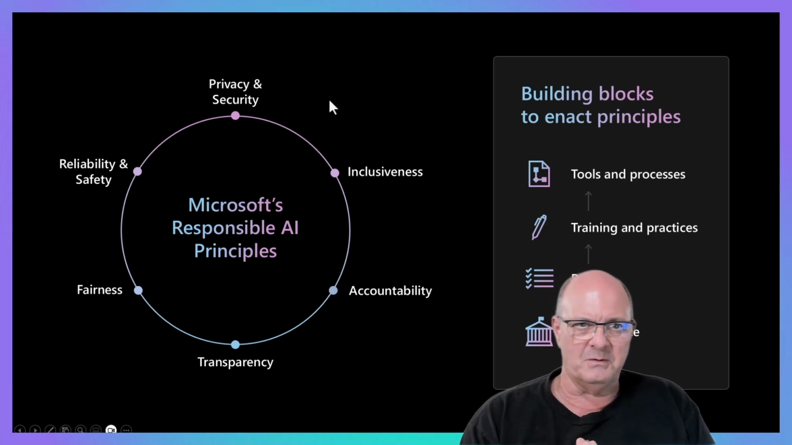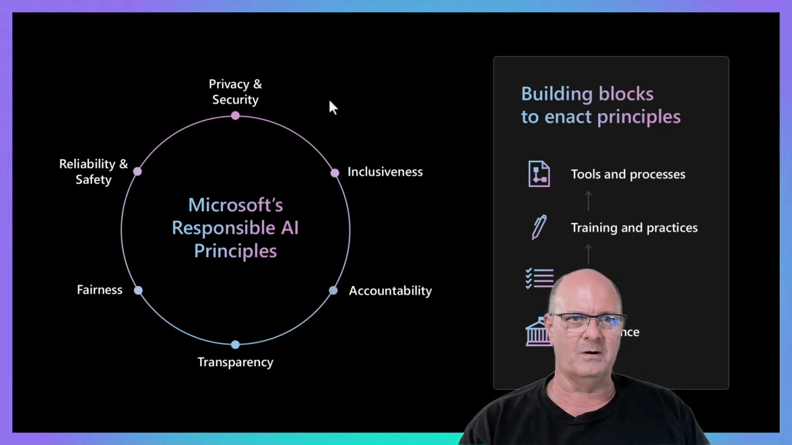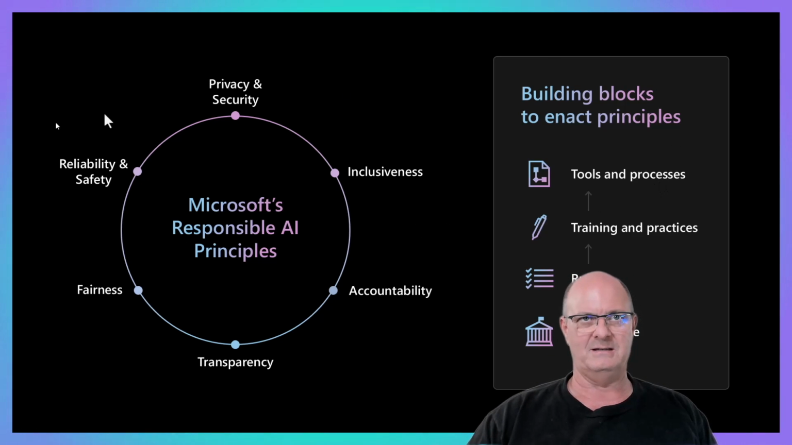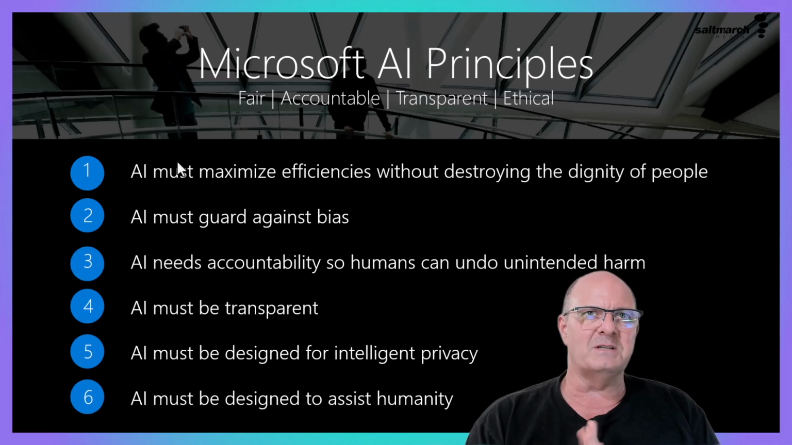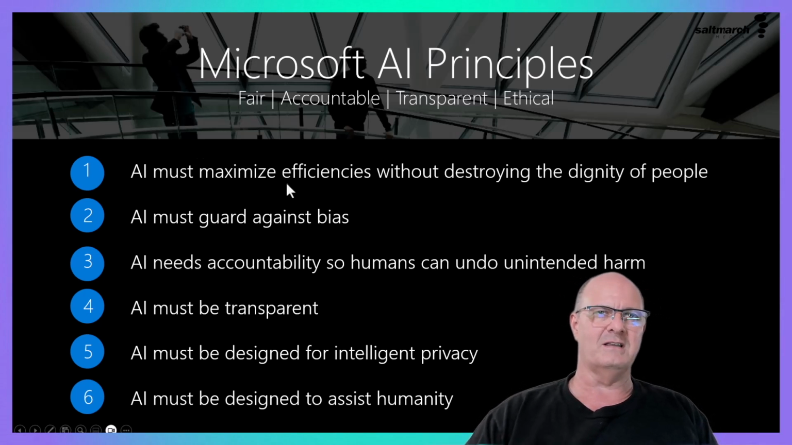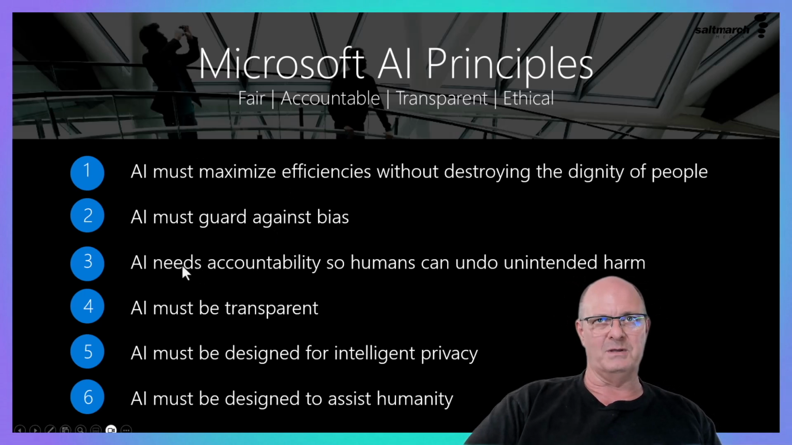These are the principles that we adhere to at Microsoft for responsible AI: privacy and security, inclusiveness, accountability, transparency, fairness, and reliability and safety. And these are built into all of our tools, training, rules, and governance. So what does that actually mean? AI must maximize efficiencies without destroying the dignity of people. AI must guard against bias. It needs accountability so humans can undo any unintended harm. Something might happen, but let's make sure we can fix it.